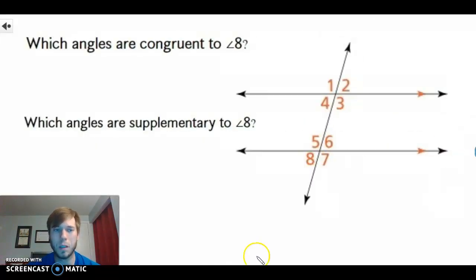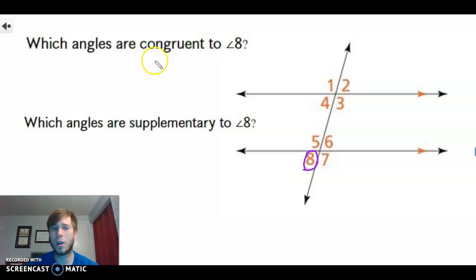Okay, so let's look at some examples here. I want you guys to take a moment and answer these two questions. So first, which angles are congruent to angle 8, which is down here? So list off all the angle numbers which are congruent to it. And then I want you to list off all the angles that are supplementary to angle 8. Okay, go ahead and do that now, guys.